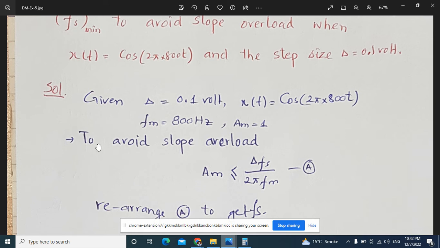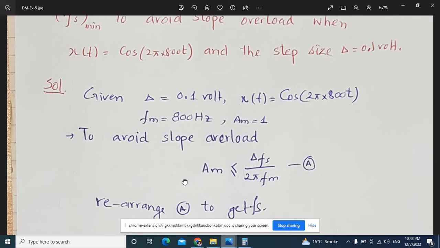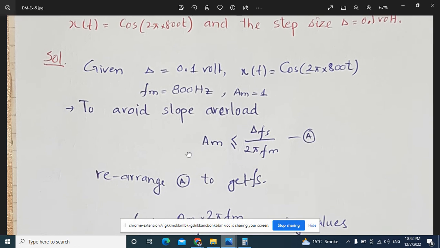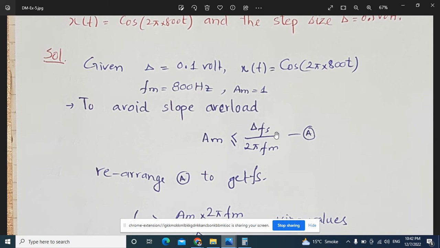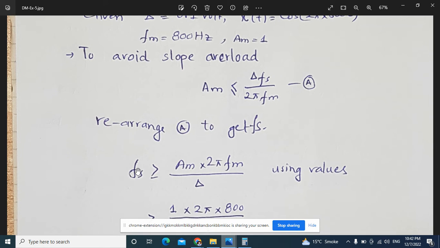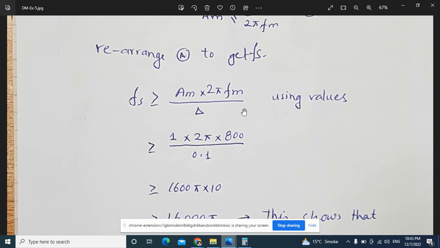So we know the condition to avoid slope overload. Am should be less than or equal to delta fs divided by 2 pi fm. We need to find the minimum sampling frequency, so that is why you can rearrange equation A in terms of fs. So the equation looks like this: Am multiplied by 2 pi fm divided by delta. So all the values are given, so if you use all the values in this equation, you can see Am is 1 volt, 2 pi is constant, fm is 800 hertz, and delta is 0.1.